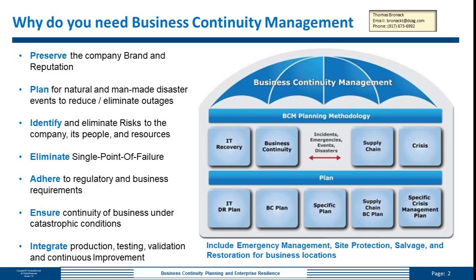You must identify and eliminate risks to the company, its people, and resources. It is essential that your company adhere to regulatory and business requirements to maintain compliance. Eliminate any single point of failure so that contingencies can be automatically activated. Ensure continuity of business under catastrophic conditions. Integrate production, testing, validation, and continuous improvement into your recovery planning process.